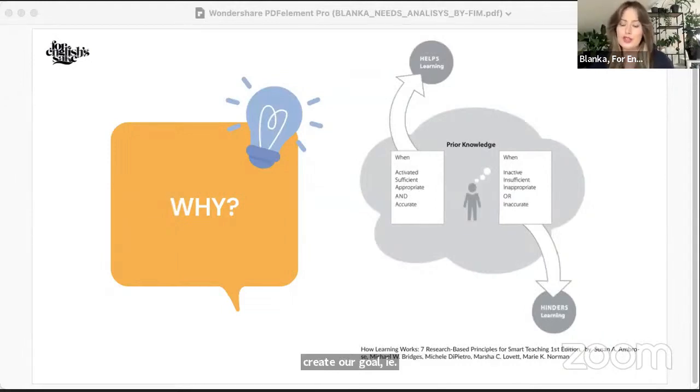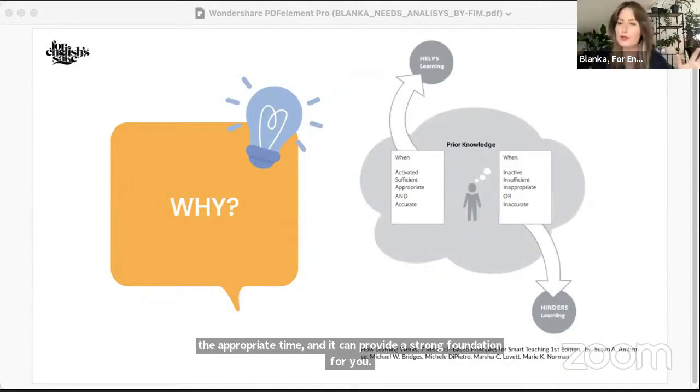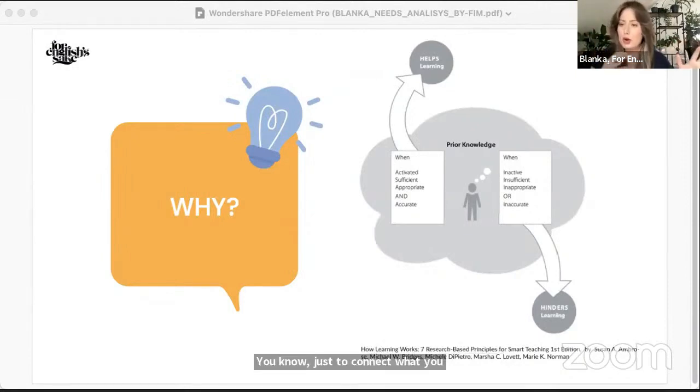What we know in terms of how we learn, in terms of psychology, is that prior knowledge is robust and accurate and might be activated at the appropriate time. And it can provide a strong foundation for you, just to connect what you previously learned and connect new components, because this is how we learn. We connect new pieces of information to everything we saw, observed, and learned previously.